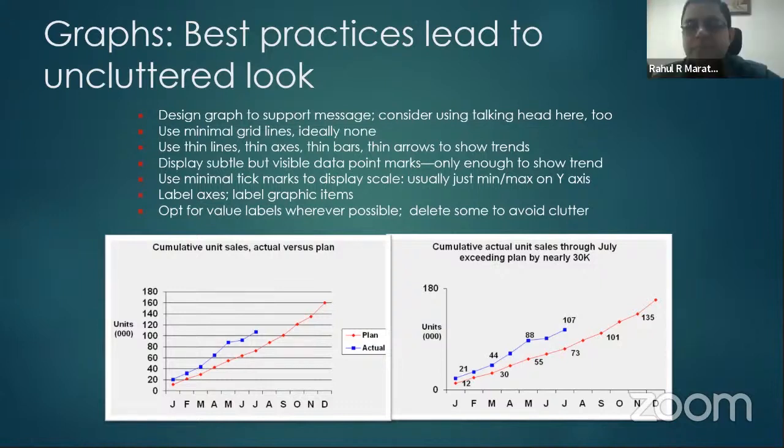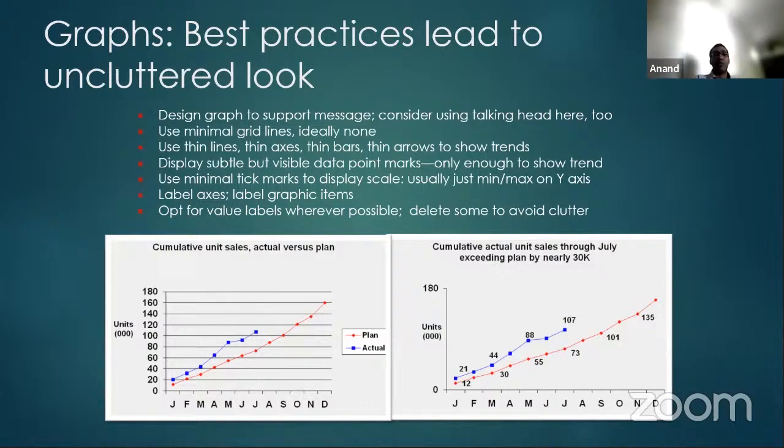Sales through July exceed plan by nearly 30,000, right? The message is very clear. Very clear. Right? Very, very clear. On the left side, I have to calculate, and not only do I have to calculate, I have to draw horizontal lines. The red line in July was a touch under 80, and this one is about 100, more than 100.